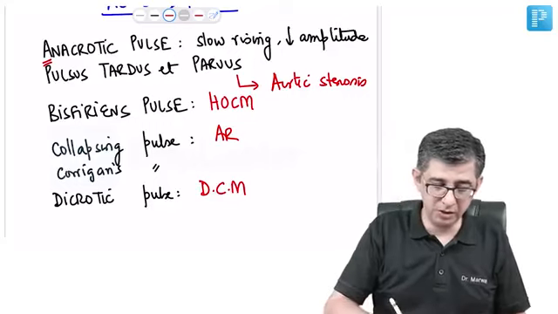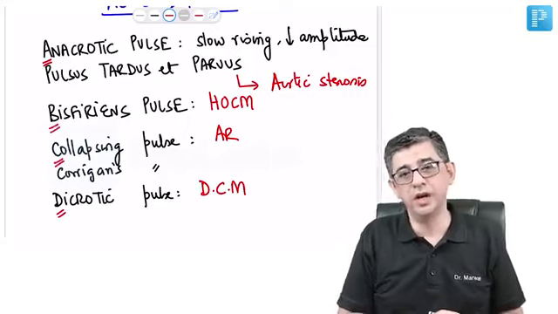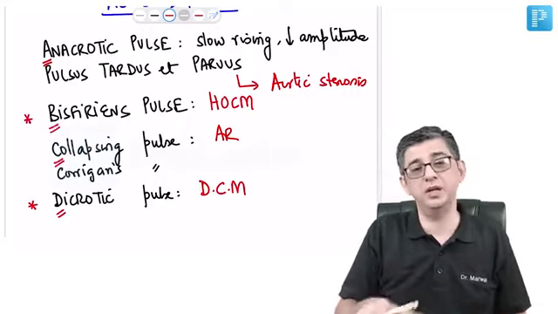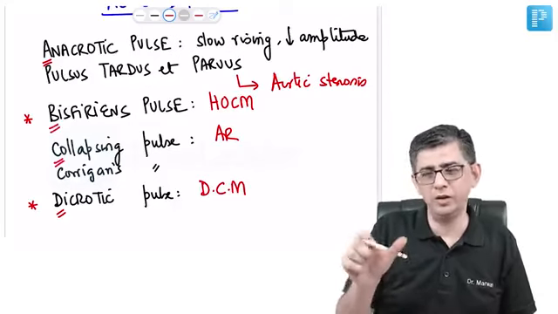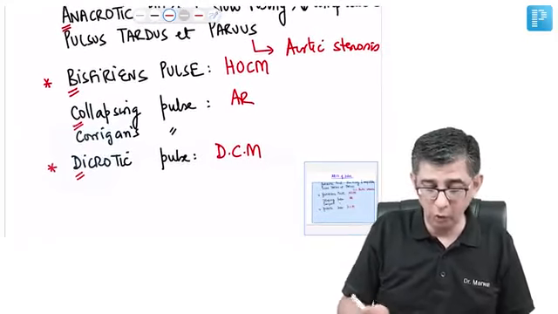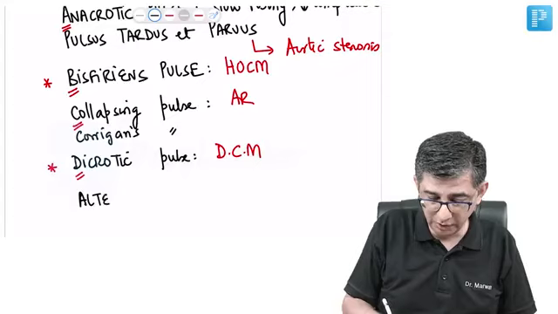So ABCD of pulse, just get the names right. This is A, B, C and D that I've highlighted for the conditions. And must know right now, right here would be bisferiens and dicrotic. Very classical names. So you read them and these would be visual cues that would help you pick up the condition. Over and above this, an additional pulse that I can mention is called pulsus alternans.